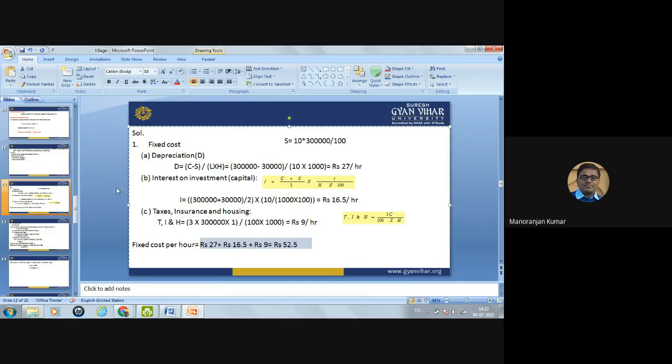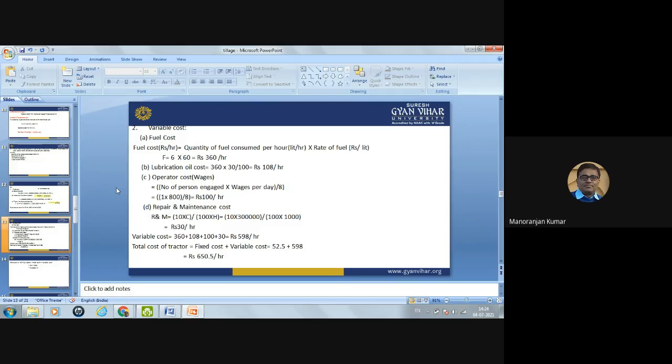Now similarly, you can calculate the other parameter, that is the variable cost. Under the variable cost, the first parameter is the fuel cost. How can you calculate the cost of the fuel? This cost will occur when your machine is in operation only. So you can calculate fuel cost: how much fuel is consumed by your tractor.